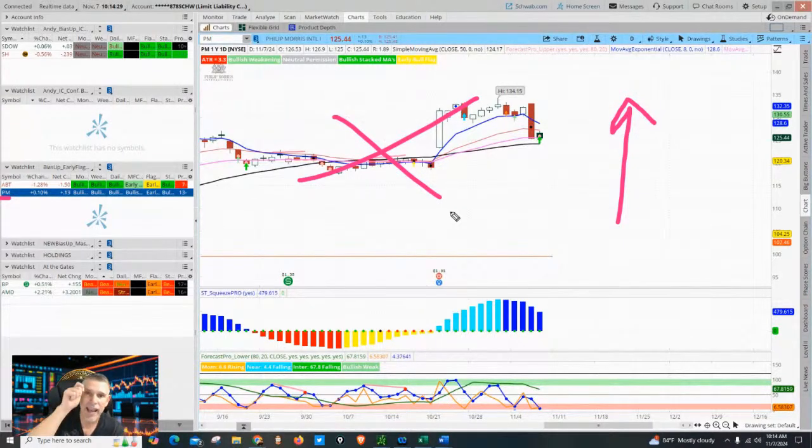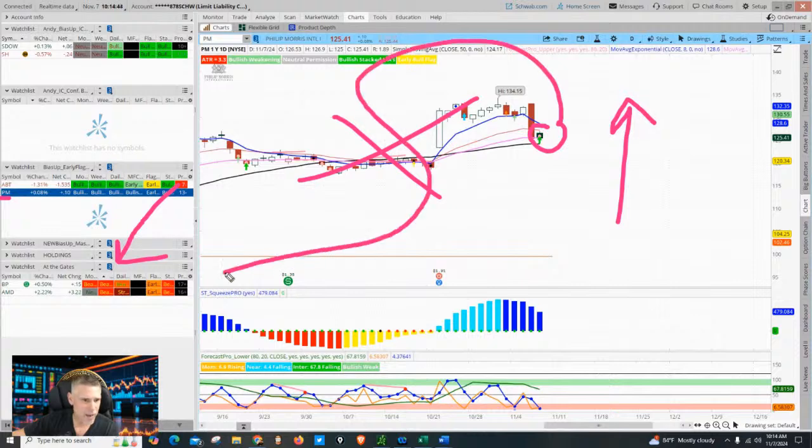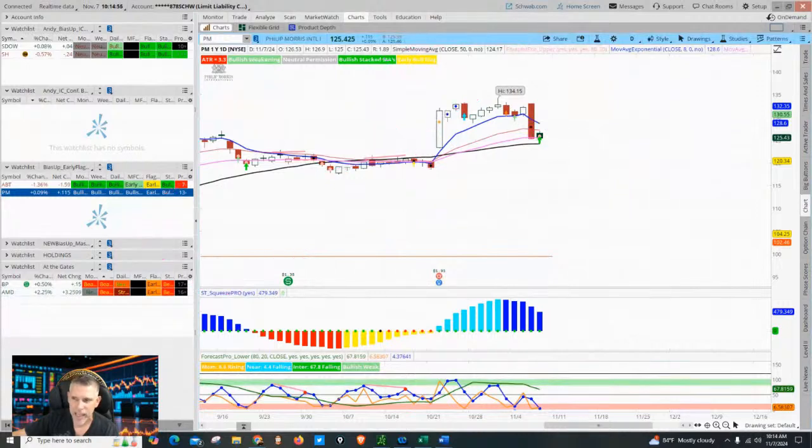You can't take an entry signal on a stock that's not in your at the gates. Let me repeat. You cannot take an entry signal on a stock. So even though there's an entry signal, it's not a valid setup. So it's not on my at the gates, which means I am not going to trade it. Now, if this was a valid setup, you would put it in your at the gates. And then when you were done going through everything, then you would look for an entry. This is not a valid setup. Any questions on that? Okay.